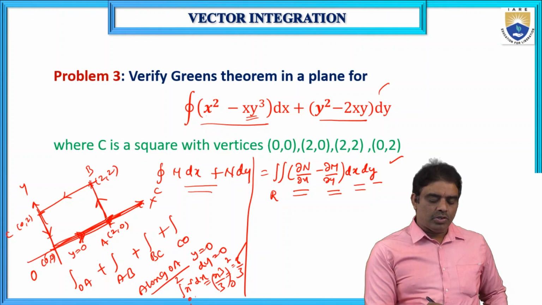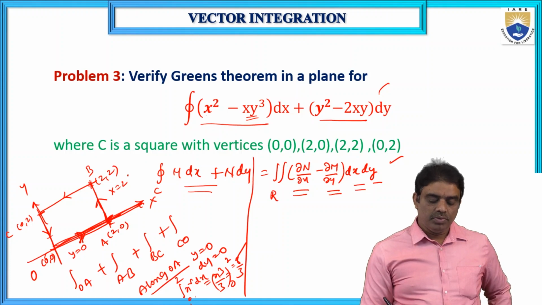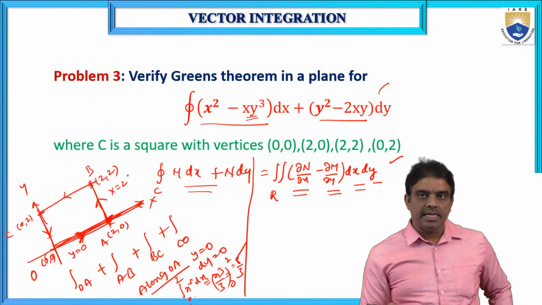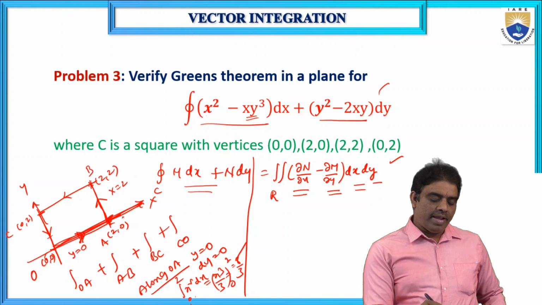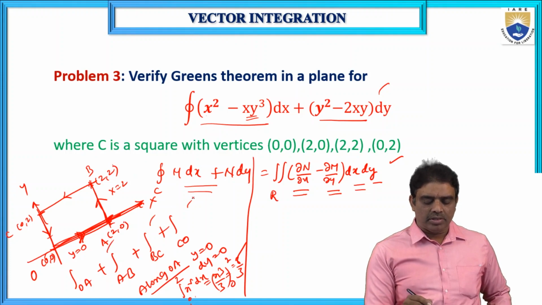Similarly, along AB also you can find. The equation is x is equal to 2. The second equation, x is equal to 2, means dx is equal to 0, and y varies from 0 to 2. In that way, you calculate along AB, along BC, along CO.